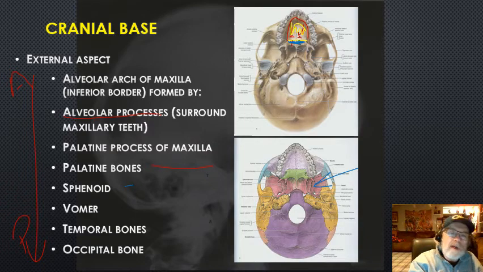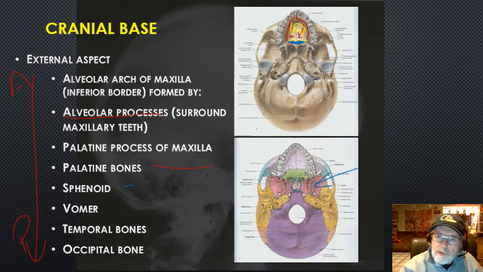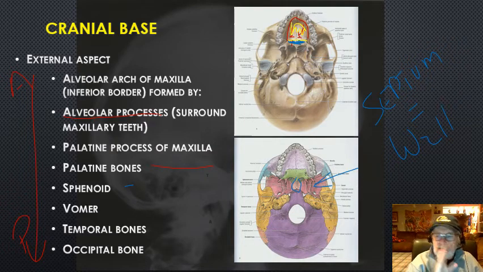So that's the sphenoid. The vomer is this little area right in here. We talked about the nose. The anterior portion of the nose is flexible because of the septum, and the word septum, S-E-P-T-U-M, means wall. The wall between the right side of the nose and the left side of the nose is called the nasal septum. In the front part, it's cartilaginous, so it's going to bend. But once I get back there, it becomes bony.